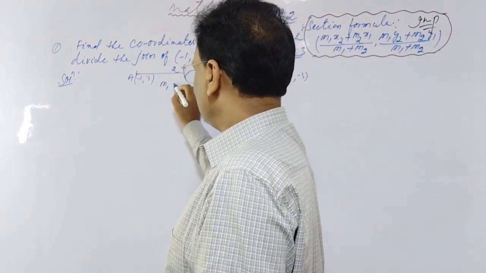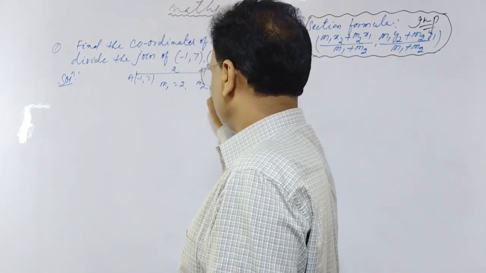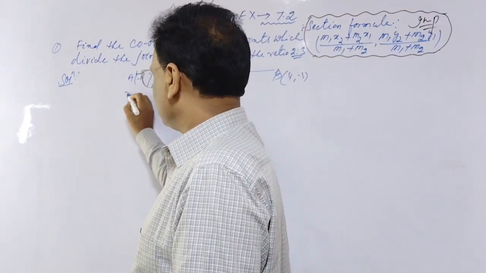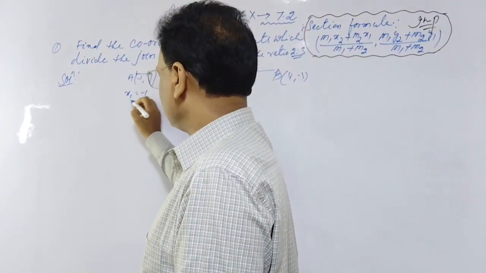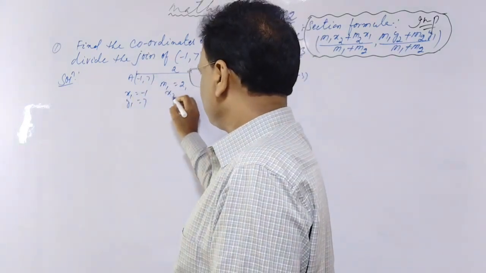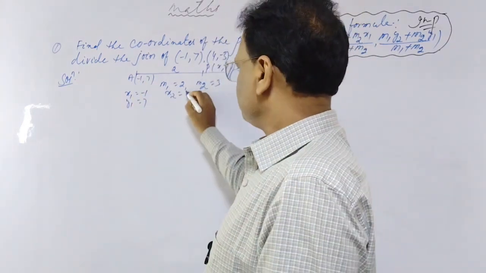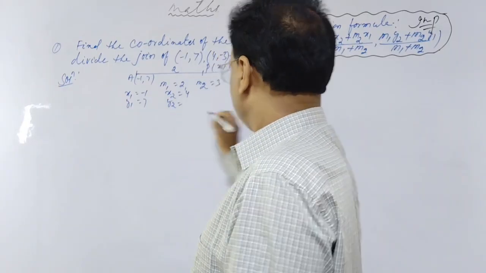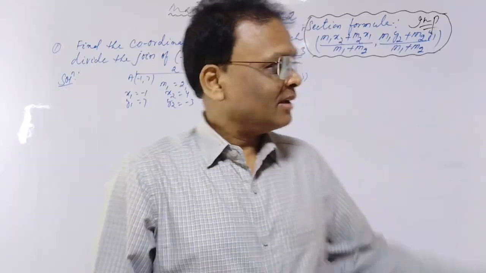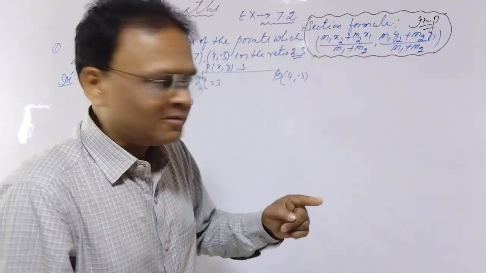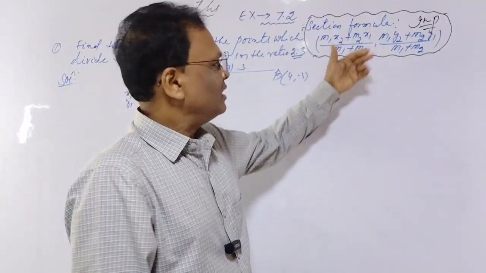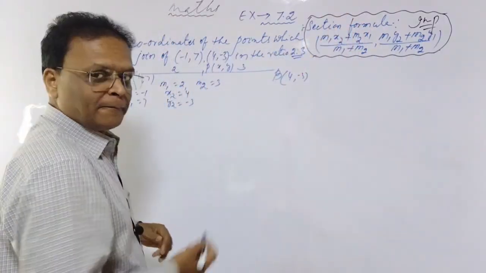What is your M1? M1 is 2. What is M2? M2 is 3. So M1, M2 is already given, and X1 is minus 1, Y1 is 7, and what is X2? X2 is 4. What is Y2? Y2 is minus 3. Just put the formula, get the answer. So what is the formula? Here I have already written the formula, because you have to remember this formula: M1 X2 plus M2 X1 by M1 plus M2. Again I must use the formula.